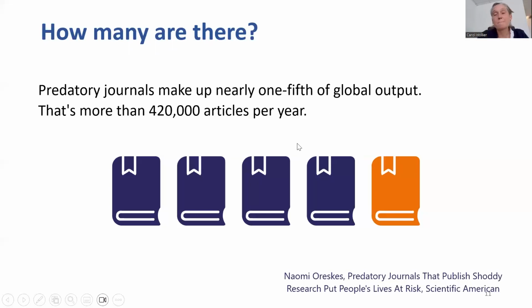So how big a problem is this? It's actually an absolutely astonishingly huge problem. One scholar has estimated that predatory journals currently make up about one fifth of the global output of scientific research articles. So if you think about that, that's almost 500,000 articles a year.